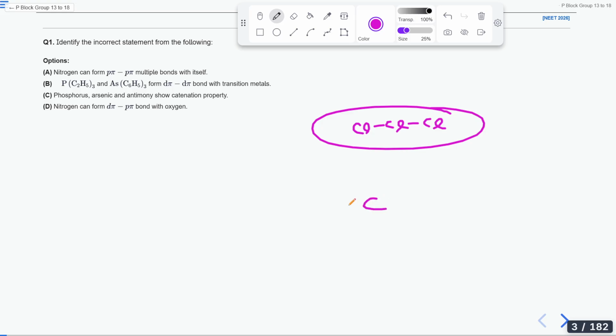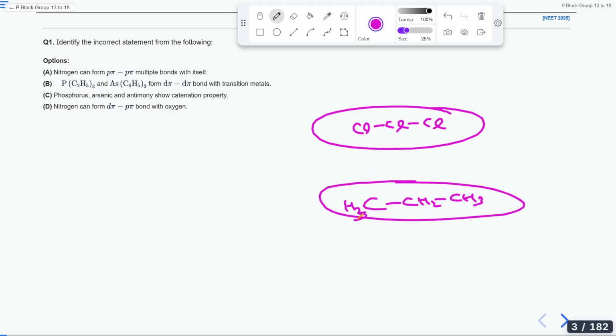But have you seen this situation, that three carbons are attached in one line? Yes, we have seen this situation. So this property where carbon is making multiple bonds and forming a chain is known as catenation property. This is what is written here.